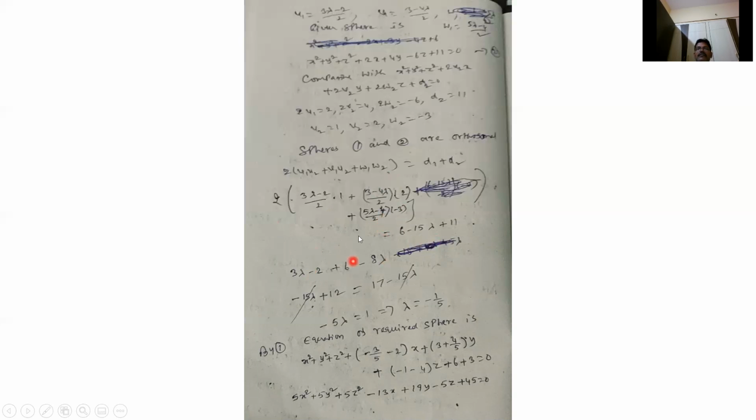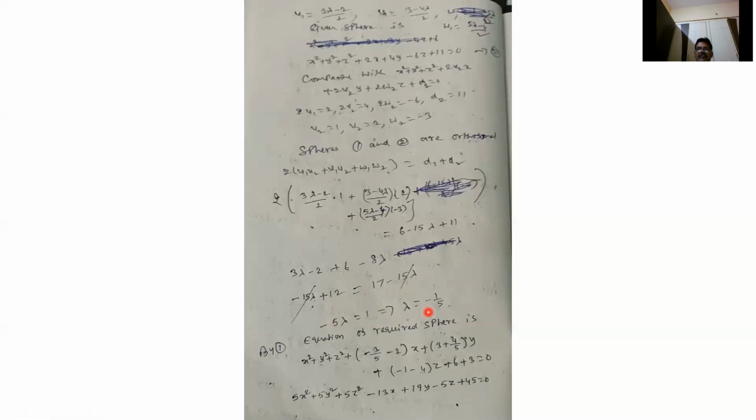So finally we are getting: 2 will be cancelled, 3 lambda minus 2. 2 will be cancelled, 6 minus 8 lambda. And 2 will be cancelled, 5 lambda minus 4 into minus 3, so minus 15 lambda plus 12. That equals 6 plus 11, 17 minus 15 lambda. 15 lambda will be cancelled. 3 lambda minus 8 lambda, minus 5 lambda. Minus 2 plus 6 is 4. 4 plus 12, 16. Taking right side, 17 minus 16, 1. We get lambda equal to minus 1 by 5.